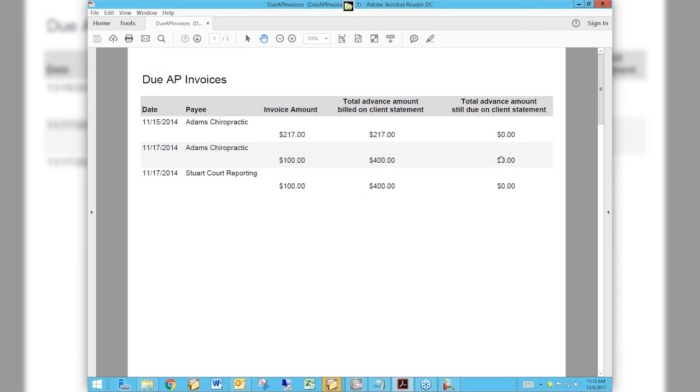And of course, when you have zeros here, it's fine to go and pay this because you've been reimbursed by the client. And when you don't have zeros here and you have some amount, you have to make an educated guess, or an educated decision, I should say, about whether or not to pay that. And that, in essence, is the Due AP Invoices report.